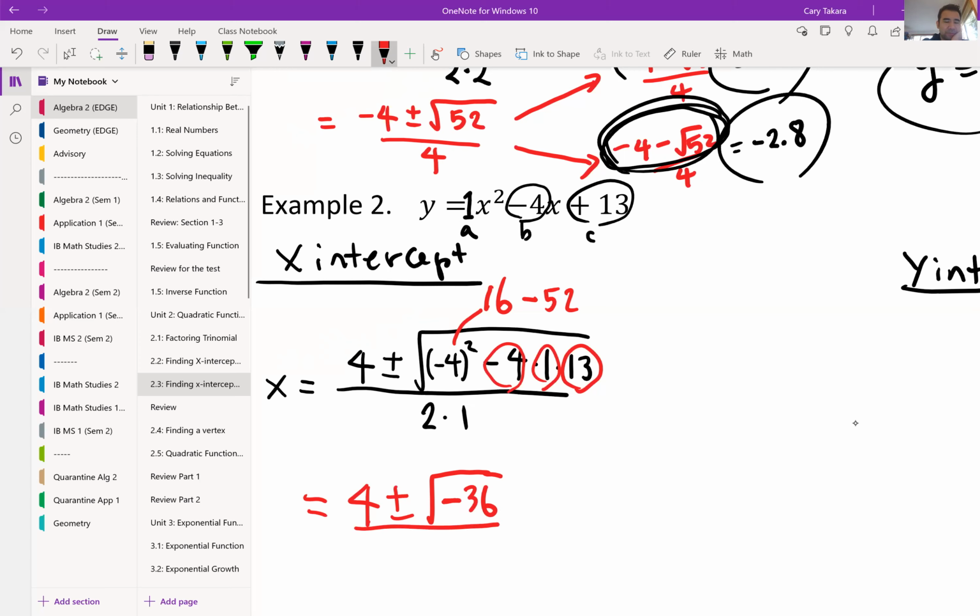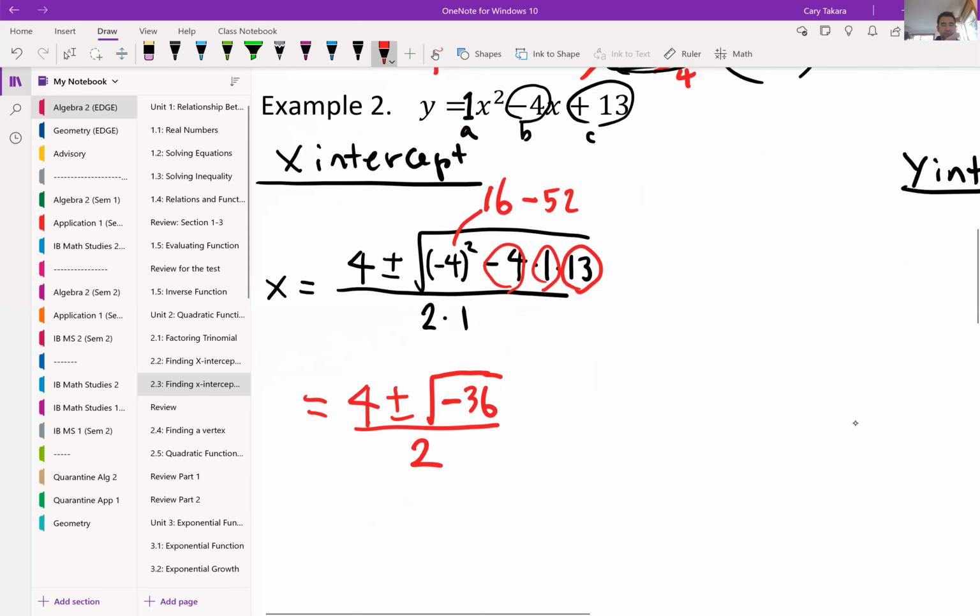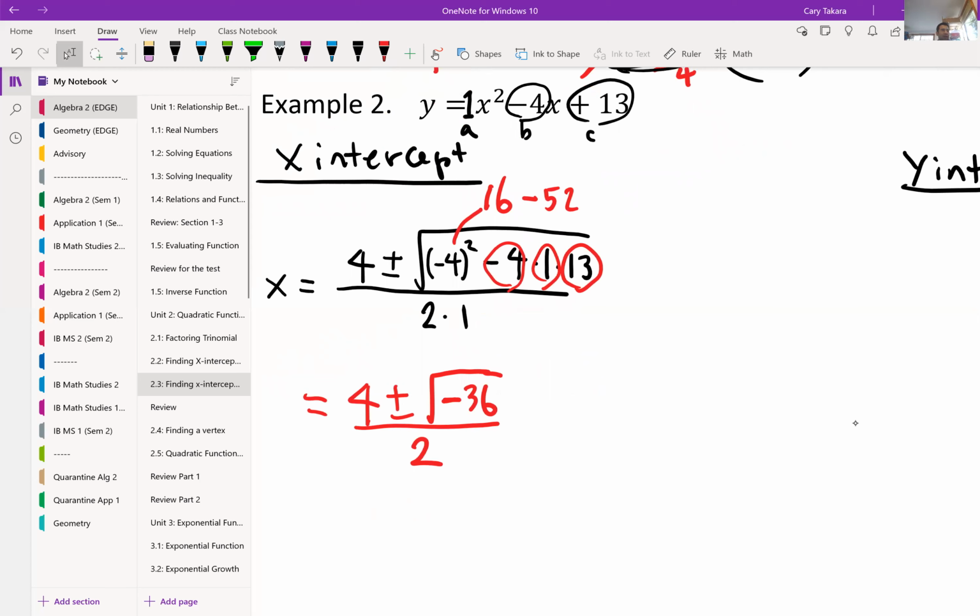over 2. Now, we are going to stop right here. Why are we going to stop right here? We have to say at this point, there is no x-intercept. Why not? Why can't we keep going?